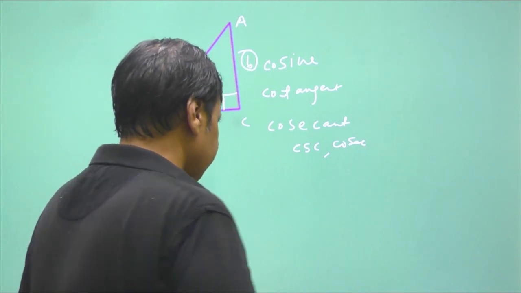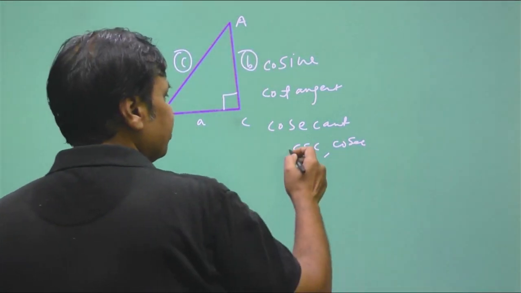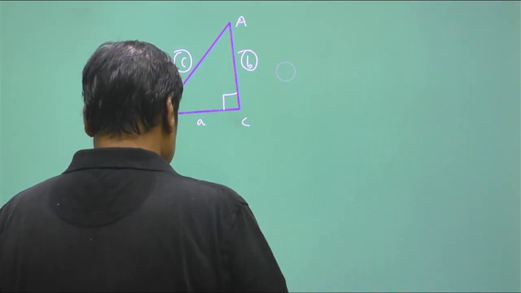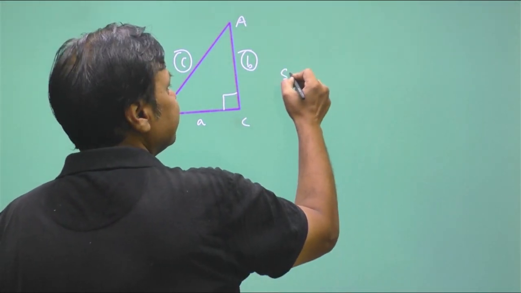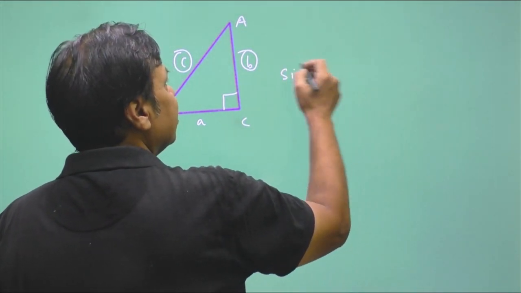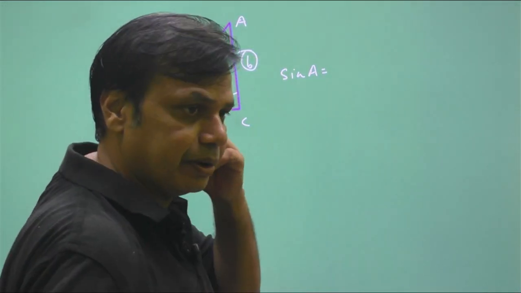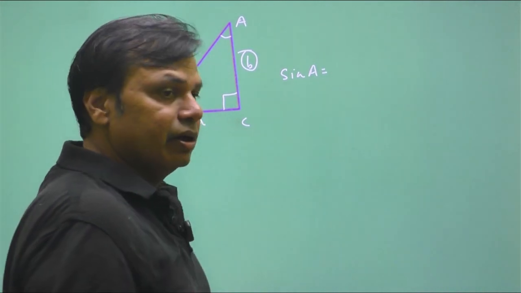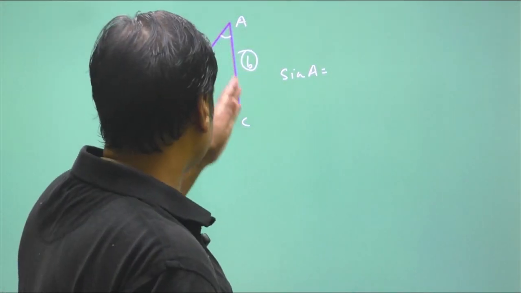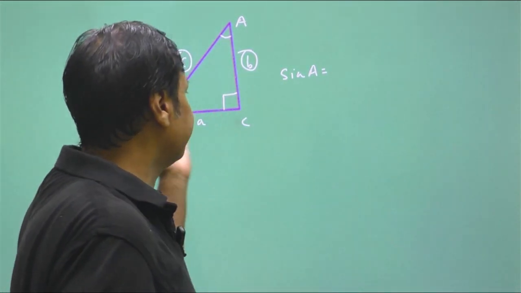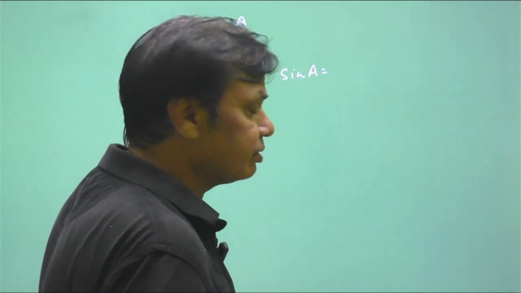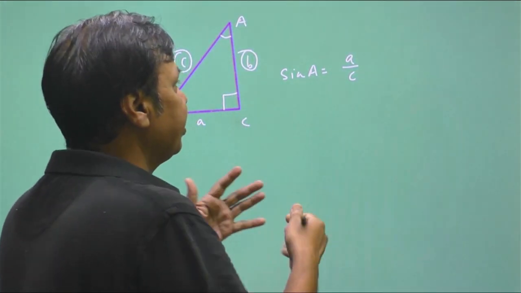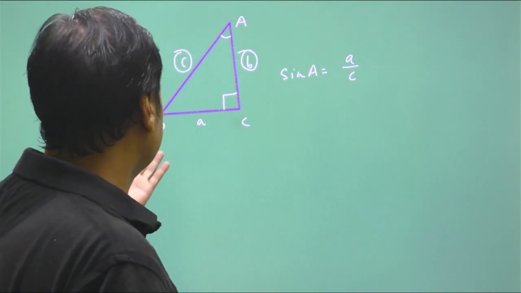So you all know, obviously, a few things. We simply write sine theta, for example, and writing here sine A, taking this angle. If you take this angle under consideration, then sine A will be written as perpendicular by hypotenuse, that is a by c in this case. So you can write a equals c sine A like this.